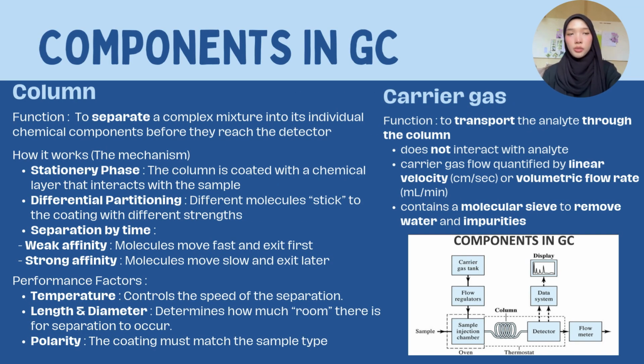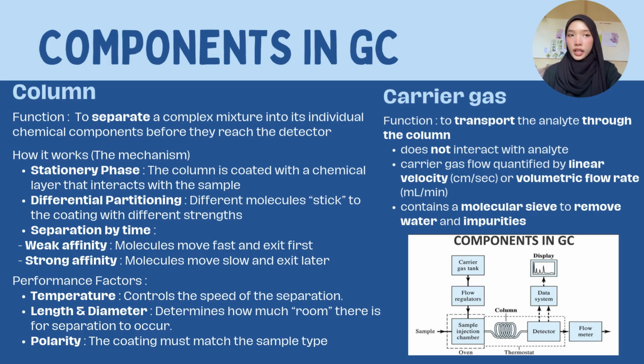To understand gas chromatography, we first have to look at the racetrack where everything happens, the column and the carrier gas. The column is the heart of the system. Its job is to take a complex mixture and separate it into individual components. It does this through differential partitioning. Imagine a coating inside the column called the stationary phase. As molecules travel through, those with a weak affinity move fast, while those with a strong affinity stick to the coating and move slower. But they can't move alone.